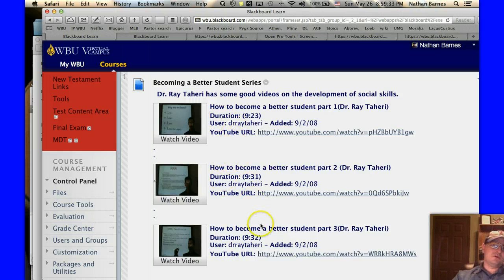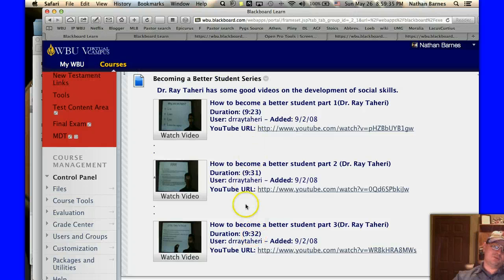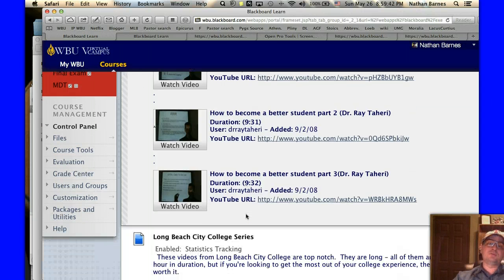They're only 10 minutes long, and you can divide these over the first week or second week and put these tips to practice, and you will do better in all of your courses.